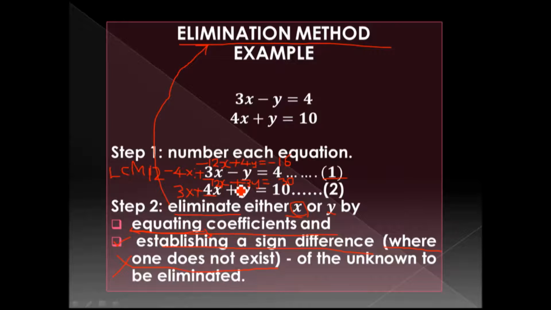Before I depart from this part of the presentation, let me just say that if y was your unknown of choice, step number 2 would be unnecessary. Why? Because already as it is, the salient coefficients of y are already identical. We have 1 in each equation, being the coefficient of y. There is already a sign difference between the coefficients. So you wouldn't have to observe step number 2 if y was your unknown of choice for that matter.